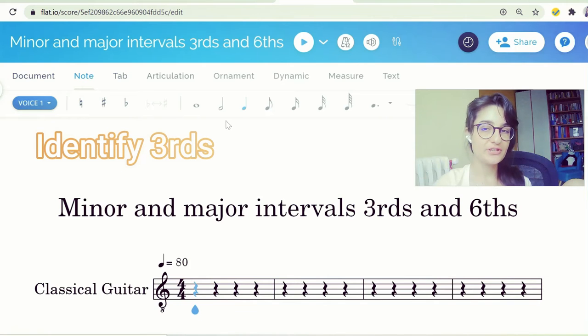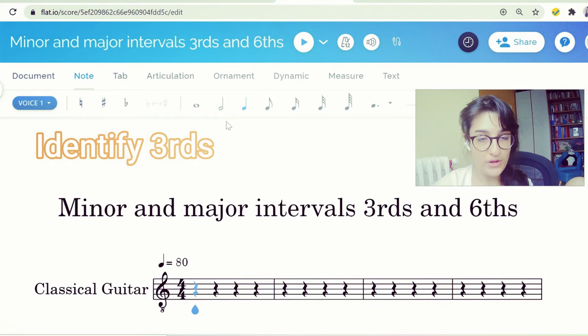There are different types of musical intervals out there. Perfect, diminished. Today, I'm going to focus on the minor and major, thirds and sixths. So, we are going to learn how to identify an interval, how to form it, and how to transform it.